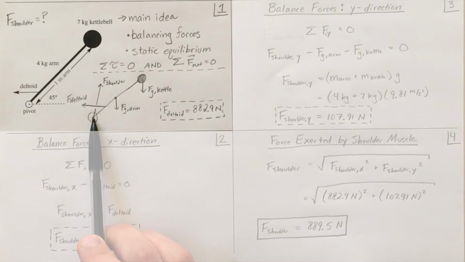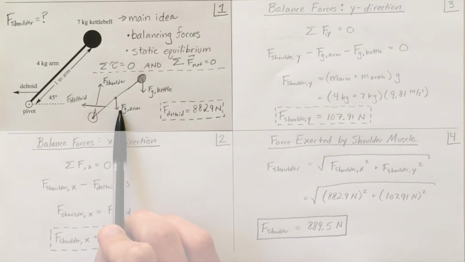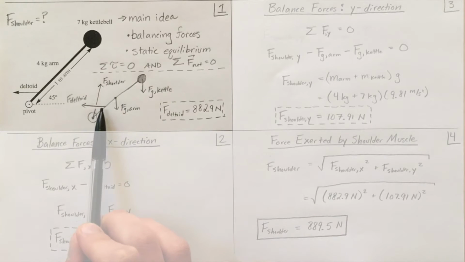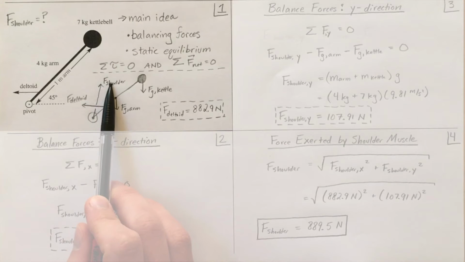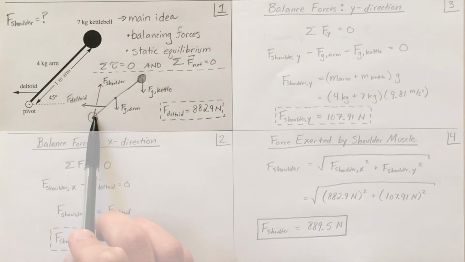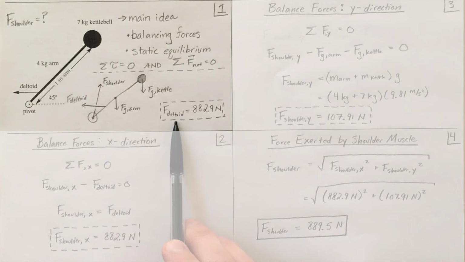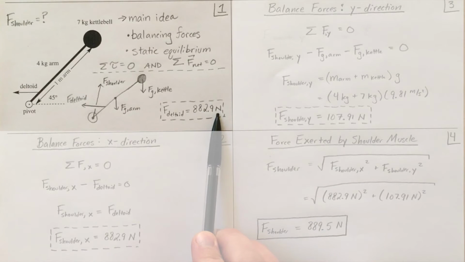The forces acting in this situation are the force of gravity acting on the kettlebell, the force of gravity acting on the arm, the force supplied by the deltoid muscle, and the force supplied by the shoulder. This force acts at some angle from the horizontal, which we don't know, so it's going to have both an x and y component, which we'll need to find. The other piece of information that we'll need in order to solve it is that the deltoid force is equal to 882.9 newtons, and we found this number in a previous video.